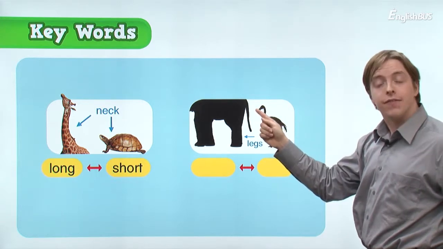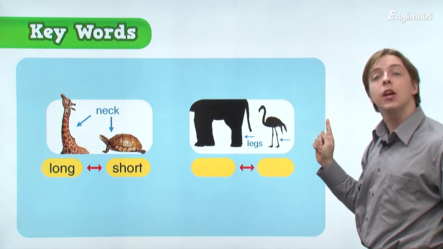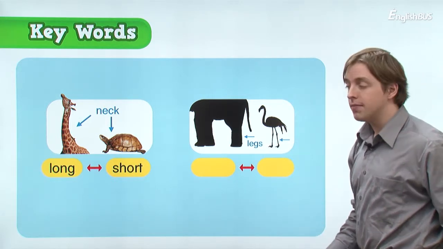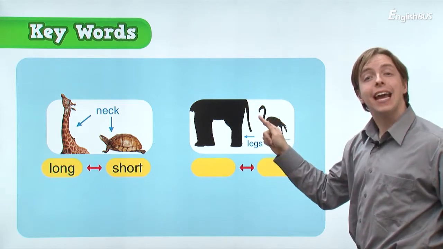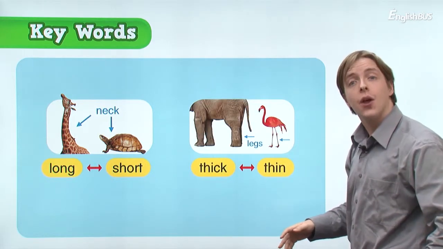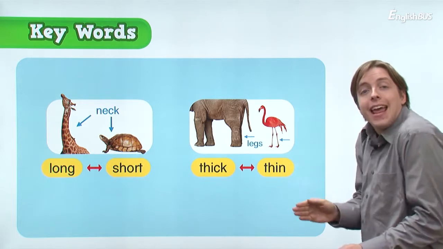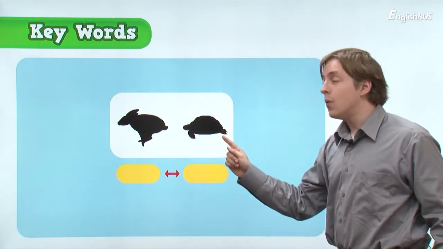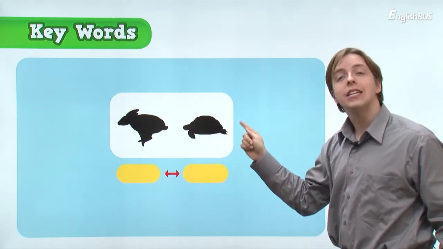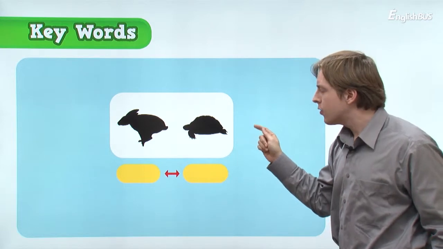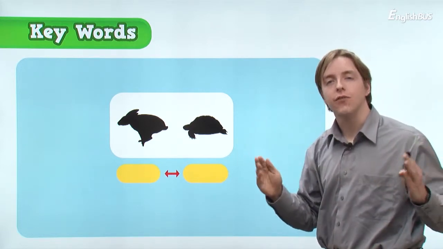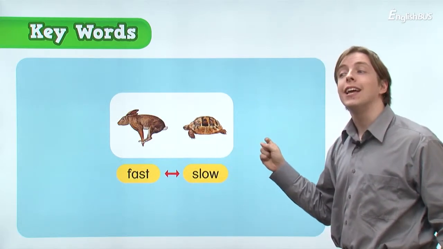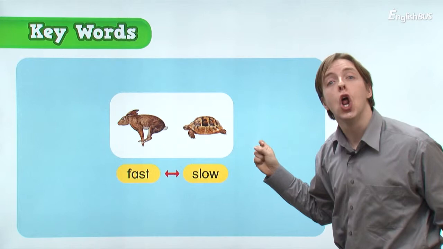Here we have an elephant again and a flamingo. And it's pointing specifically to their legs. So an elephant's legs are very thick, while a flamingo's legs are very thin. Finally, we have a rabbit and a turtle again. So how could we say these are different? Well, a rabbit is very fast and a turtle is very slow.